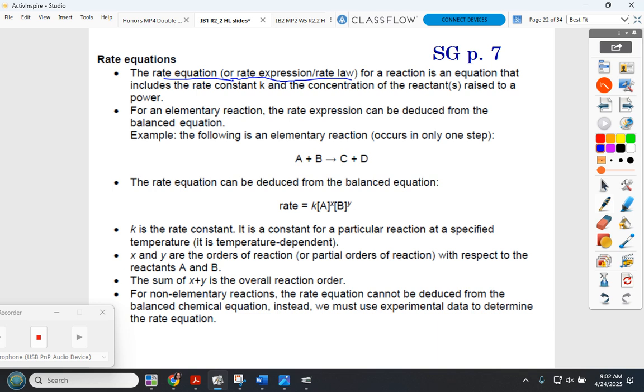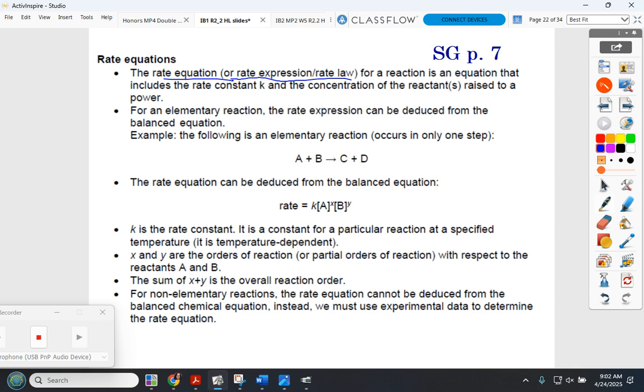And this is basically a way to describe the effects of concentration changes of our reactants. How much of an effect does the concentration of each reactant have on the overall rate of the reaction? So if we increase the concentration of one reactant versus another, does that have a bigger or smaller effect on the rate? That's what we're trying to do here.